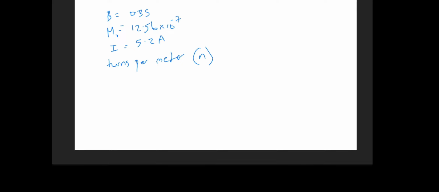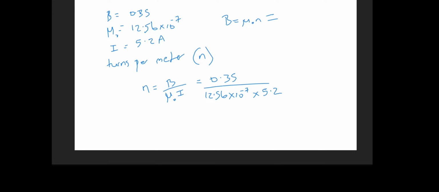So hence we're finding n, and we know B is equal to mu naught n I. So n would be B over mu naught I. B is 0.35, mu naught is 12.56 times 10 to the negative 7, times current, which is 5.2. And hence we get 53,589 turns per meter. All right, understand now?